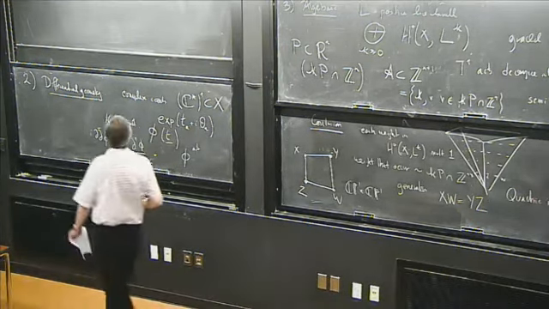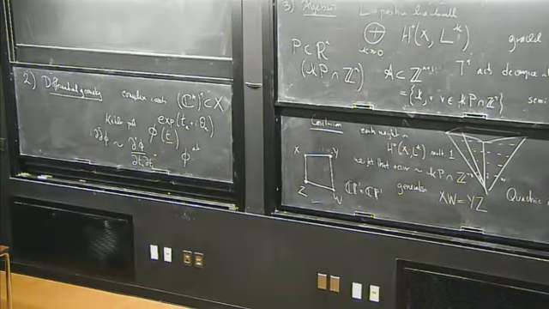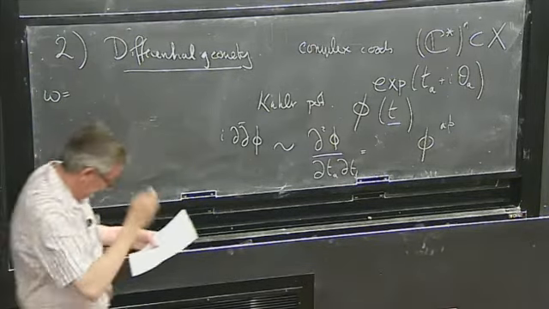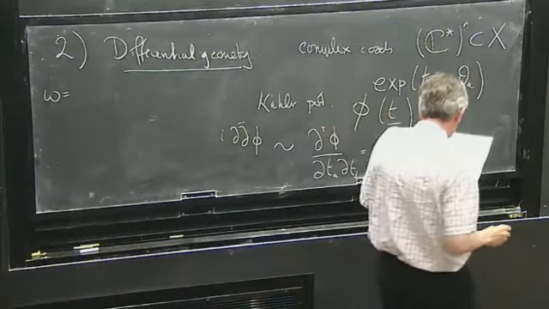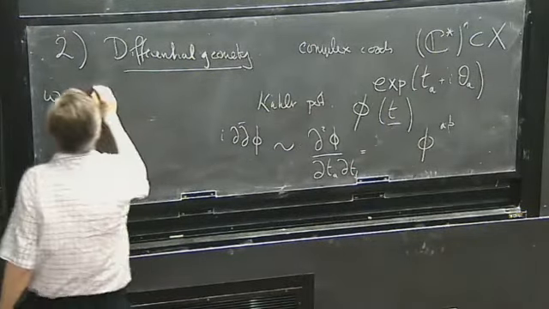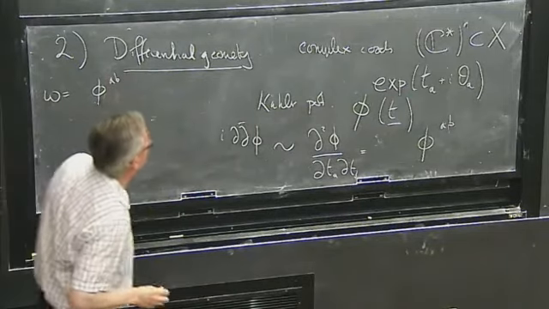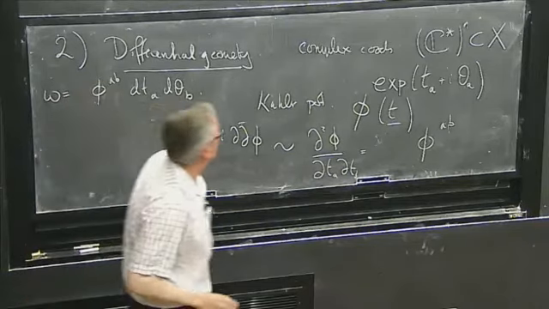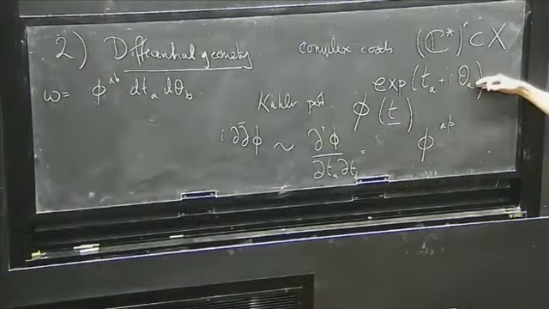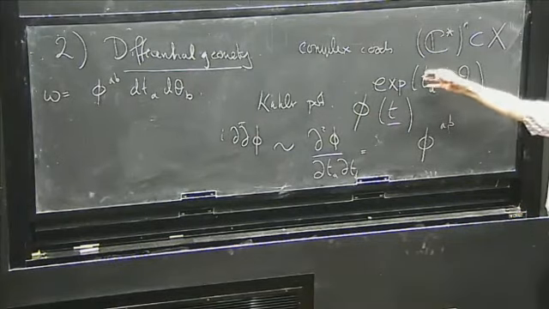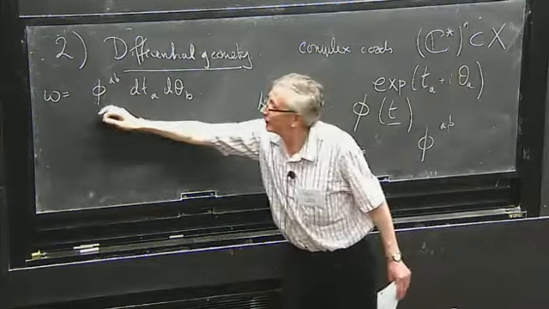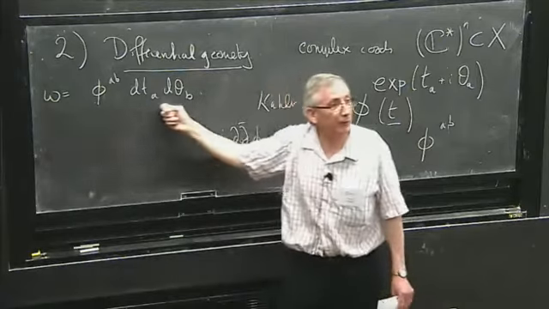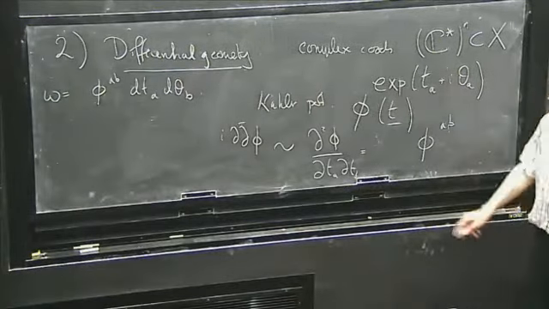So in fact, what we're saying is that the metric, omega, would be phi^{AB} dt_A d theta_B. This is just what we want to write. In this picture we have the standard complex coordinates, the standard complex structure, but our differential structure is defined by this 2-form, which is given by this formula in terms of the second derivatives of this potential function phi.